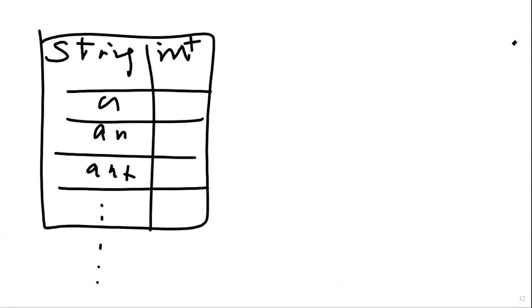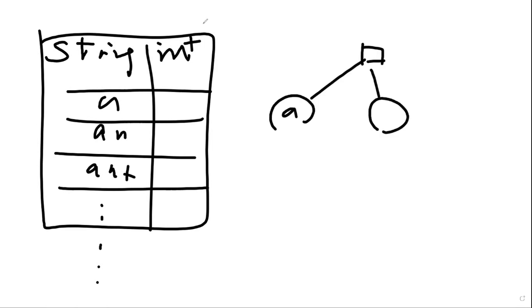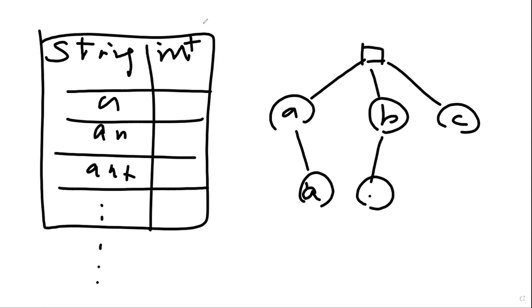We actually have a conceptual tree that is root with no letter, and then there's A, and then there may be B, and then there may be C. A has AN, B has BE, BY, and something like that. Is that okay? So this is the way you use HashMap. This is the way you use a trie.